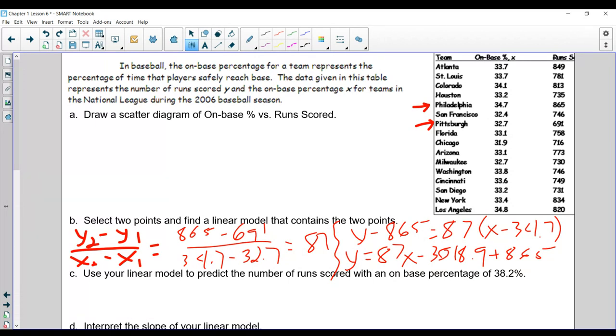And so then my answer on this, I'm going to go over here to my next problem. y is equal to 87x minus 2153.9 when I do the negative 3018 and the 865 together. Okay, so that's going to be my equation.